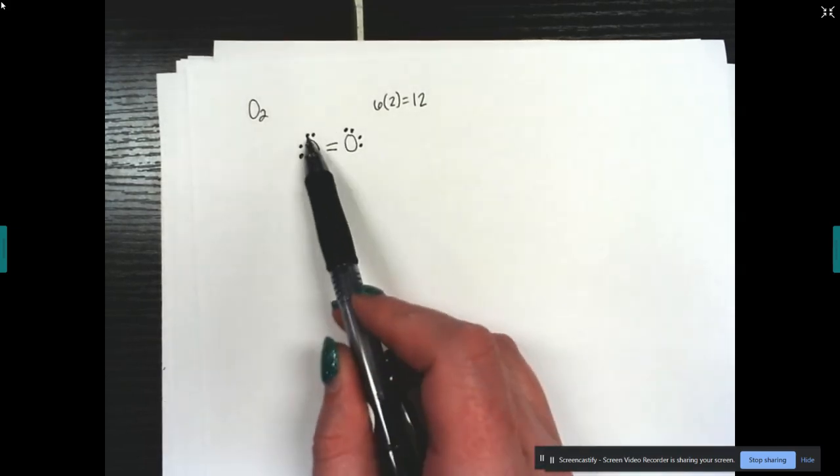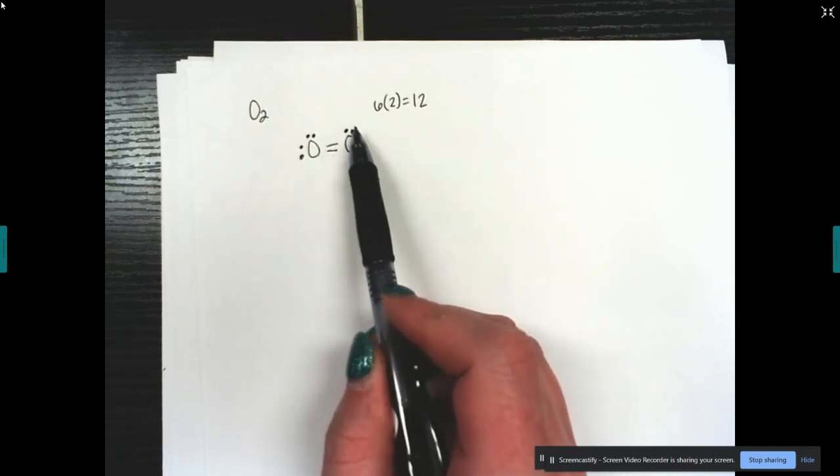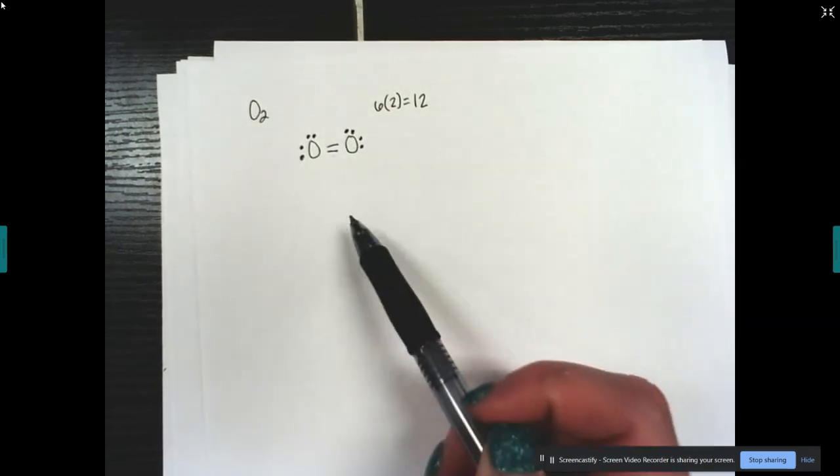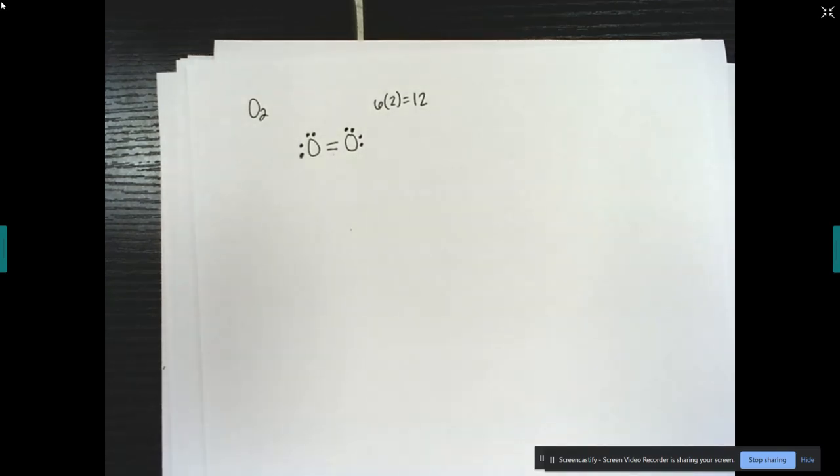All right, so let's check and see if we have 12 now. 2, 4, 6, 8, 10, 12. So that's how you figure out if they have a double or a triple bond, because the number of dots will come out to be too much.